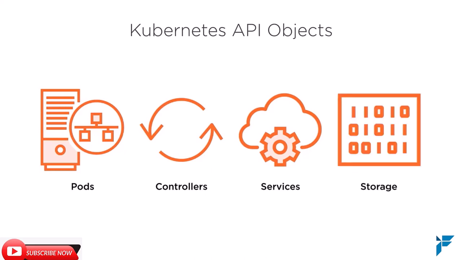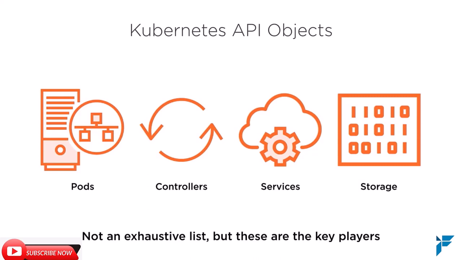And finally, there's storage. Of course, we'll need to be able to store data somewhere, and Kubernetes gives us some storage objects so we can have persistent storage in our applications. Now, this certainly is not an exhaustive list of all of the API objects available in Kubernetes, but these are the key players, the core things that we'll build our deployments from.